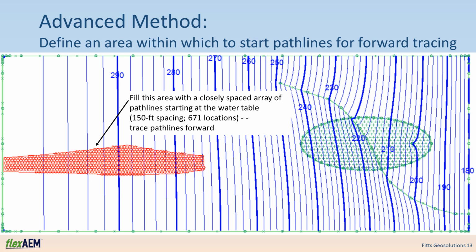We specify the pathline spacing within the polygon, 150 feet in this example, and Anaxim calculates the necessary starting locations. This results in the creation of 671 pathline starting locations in this example. Then we trace all of those pathlines forward and keep track of which ones are captured by the well and which ones are not. The area covered by those pathlines that are captured by the well represents the area contributing recharge to the pumping well. This gives a very good representation of the area contributing recharge, but more time is required to trace all of those pathlines, so be careful not to specify too large an area when you are doing this.